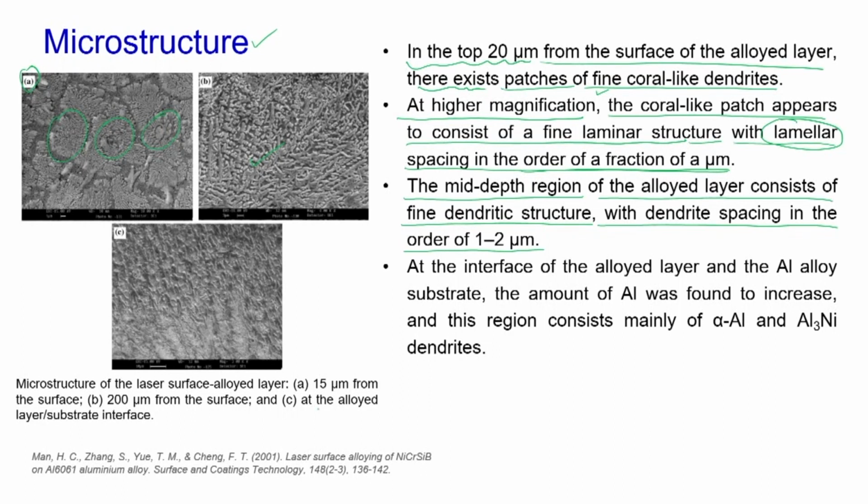Now, the third is the microstructural graph at the interface. So, at the interface of the alloyed layer and the substrate, the amount of Al was found to be increased. So, at the interface the amount of aluminum was noticed to increase, and this region consists of mainly alpha aluminum and Al3Ni dendrites. So, Al3Ni dendrites were noticed at the interface of the deposition material with the substrate material.